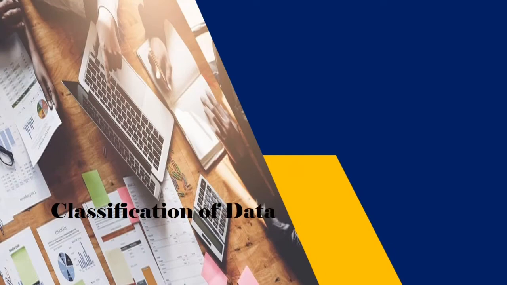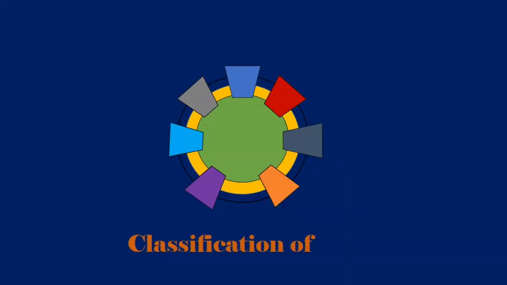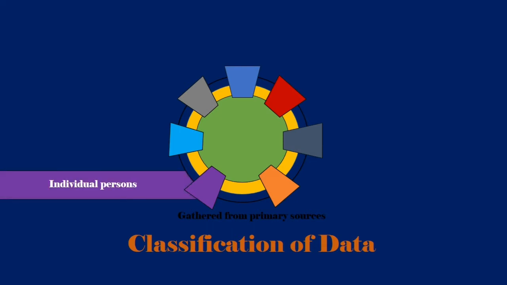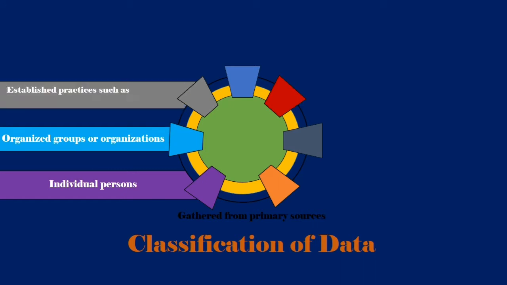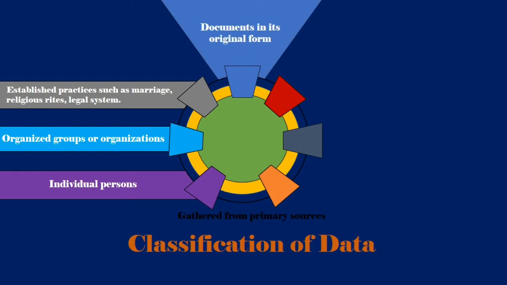Now let's proceed to the classification of data. We have the primary data and the secondary data. Now, for primary data, these are data gathered from primary sources. These sources include individual persons, organized groups or organizations, established practices such as marriage, religious rites, or legal system. This also includes documents in its original form, such as the Constitution.